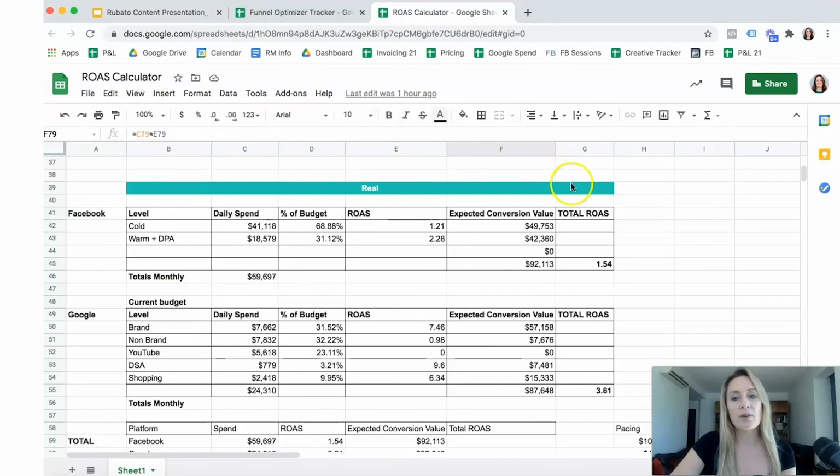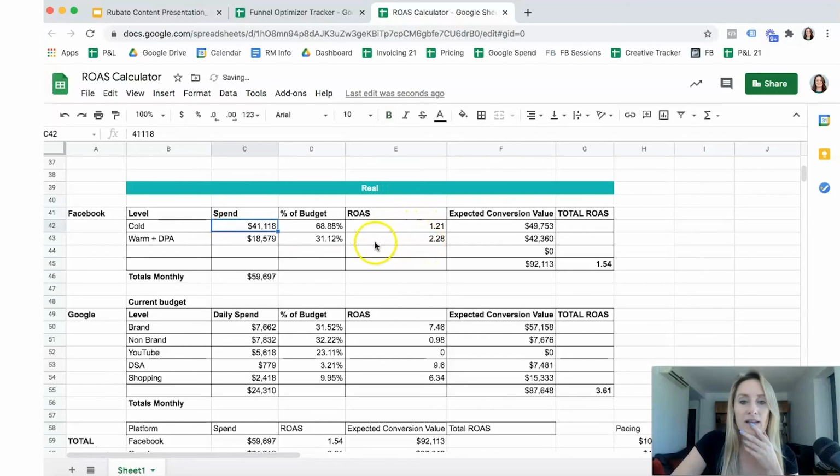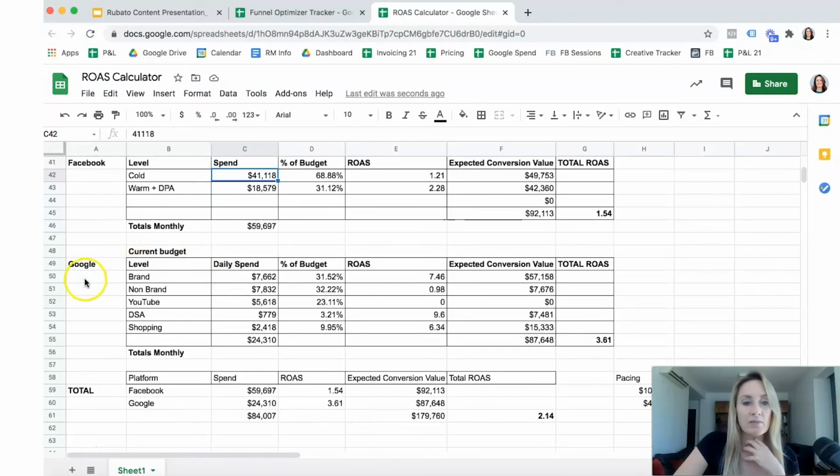And you can see here that on Facebook, their ROAS is around 1.54. We're a little bit more than midway through the month here. And for our purposes, I combined all cold traffic, which is prospecting, and then all warm plus DPA. And we've just put in formulas again for total spend, so we can just put spend here. And then the ROAS for each level, and then we built a little formula to where the overall ROAS pops out. And then we did the same for Google, and you can see that we're breaking down brand, non-brand, YouTube, DSA, shopping, and all of the different spends and ROAS amounts. And then we have the overall Google ROAS here. And then we've totaled this between the platforms with a formula again, and we've popped out with 2.14.